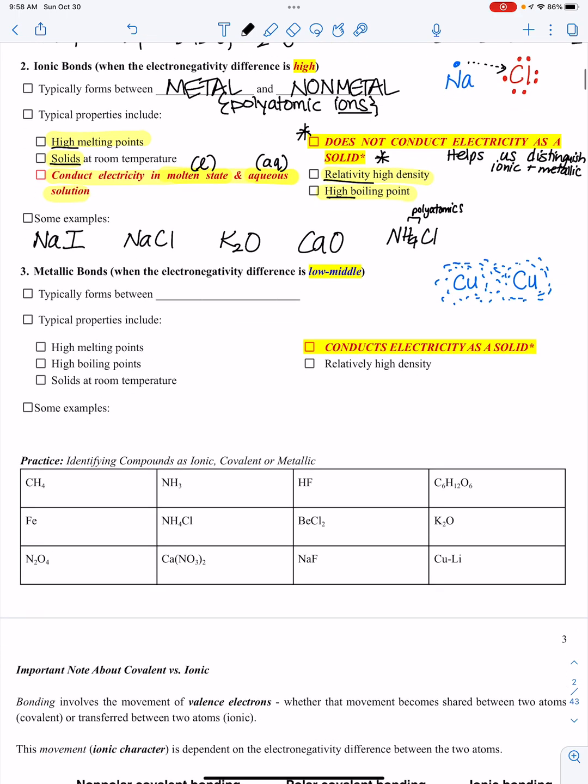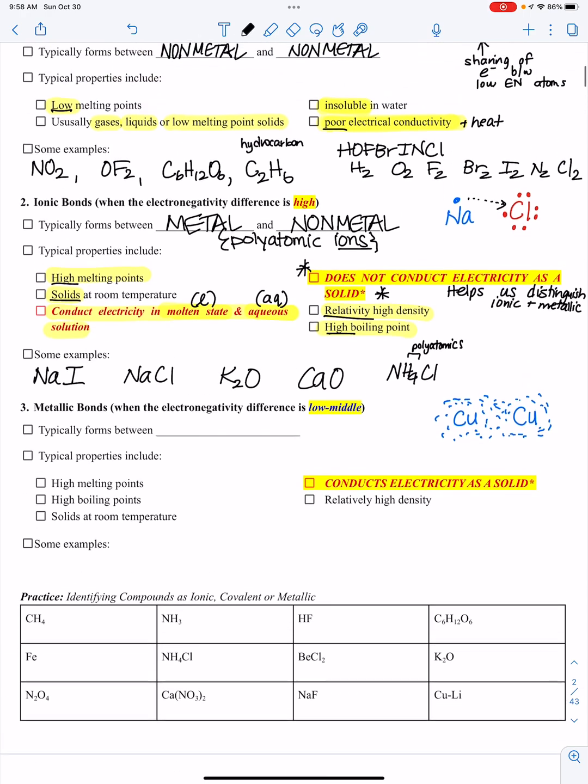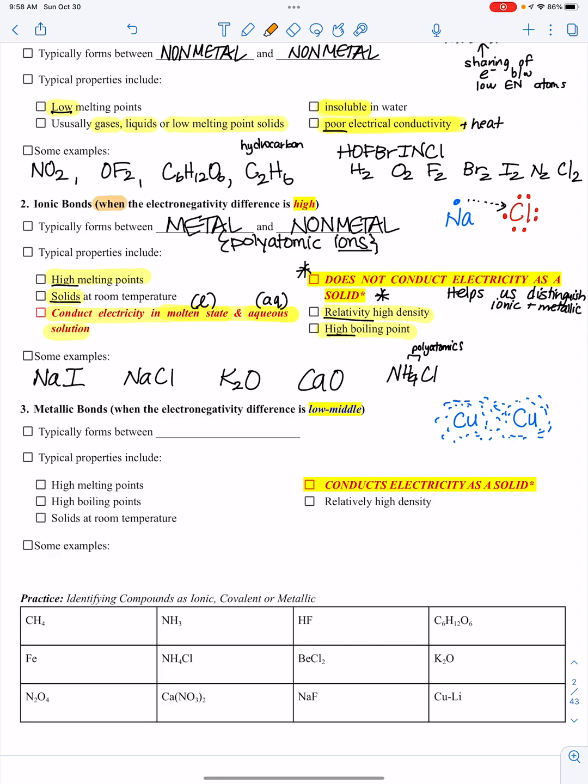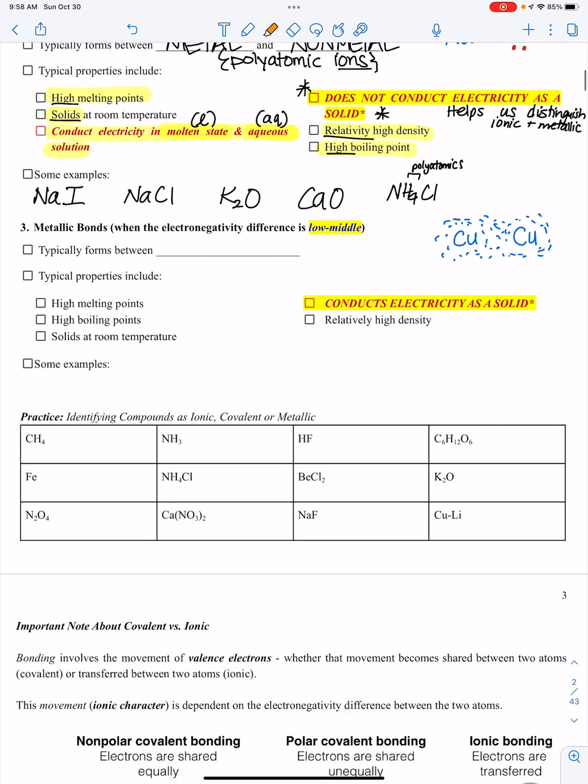And then finally, the last type of bond is metallic bonds. I forgot to mention, for ionic bonds the electronegativity difference is very high. When the electronegativity difference between all elements involved is very high, those electrons are going to be very far apart. We'll talk about that later. When that electronegativity difference is very high, we'll have ionic bonds. And then finally, metallic bonds, you could even guess what that means. Typically forms between two metals.